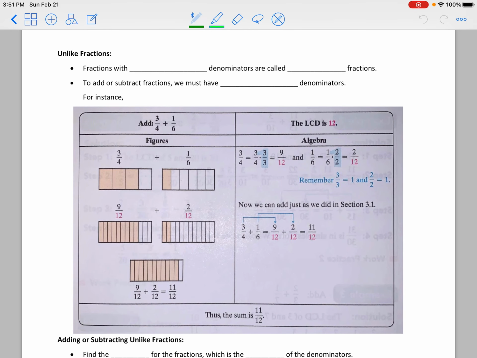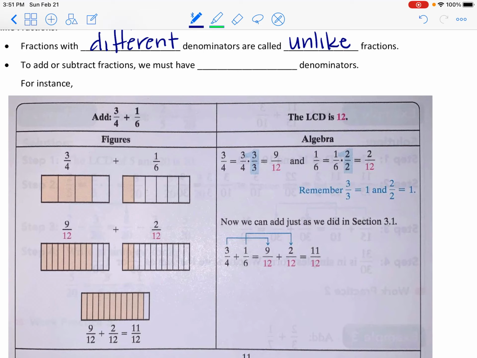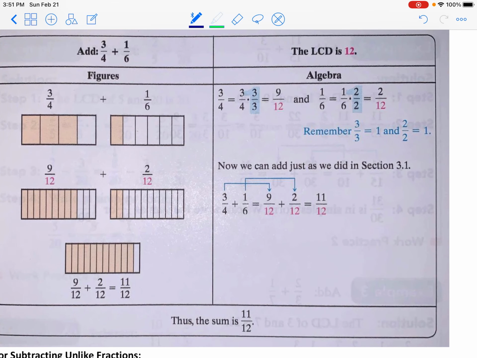So when we're dealing with unlike fractions, those are fractions with different denominators. If our fractions have different denominators, they are called unlike fractions. And to add or subtract fractions, we have to have common denominators. We have to have like denominators. So for instance, let's say we're looking at 3/4 and we want to add 1/6. So picture-wise, what does that look like? Well, we know 3/4 is 1, 2, 3 shaded regions of 4 total. If we took the same size of an object here and cut it into 6, there would be the 1/6, right? If I want to add those, what does that look like?